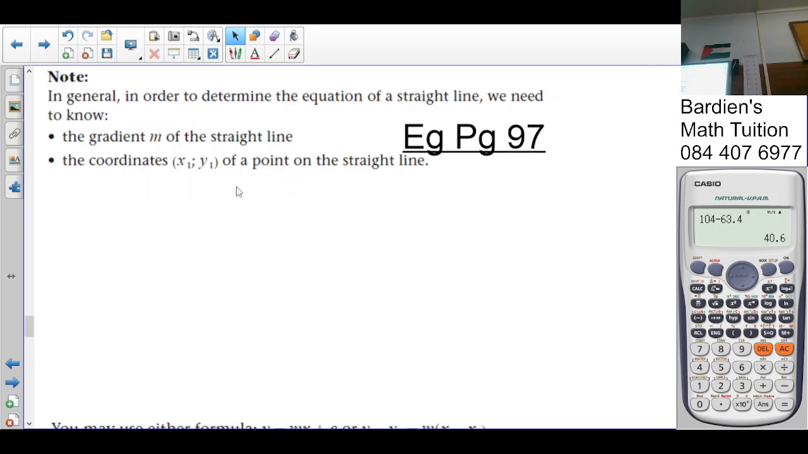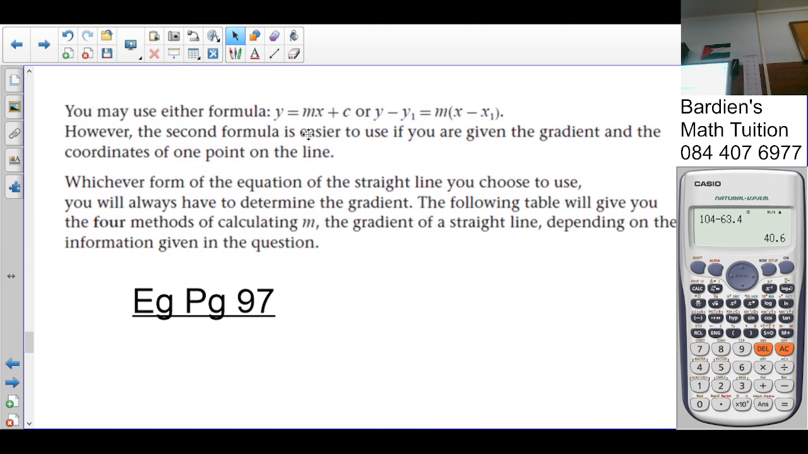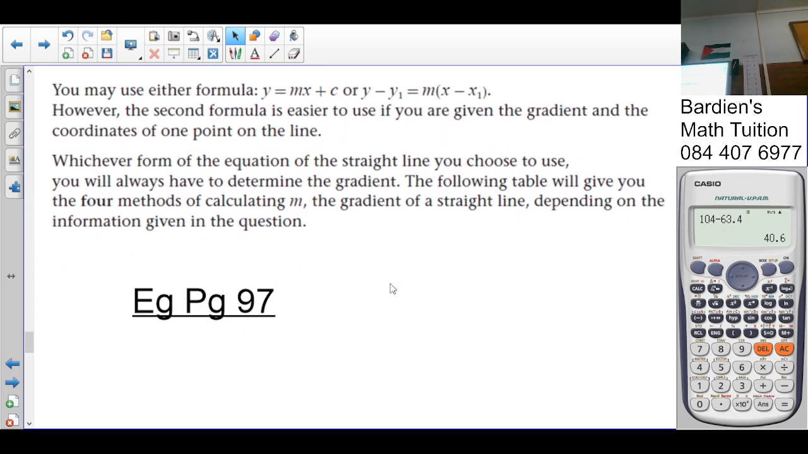Note in general, in order to determine the equation of the straight line, we need to know the gradient m of the line and the coordinates x1, y1 of a point on the same straight line. So we may use either formula. However, the second formula is easier to use if you are given the gradient and the coordinates of one point on the line. Most of the time, you need to calculate the gradient.